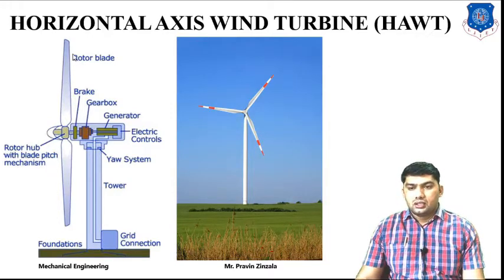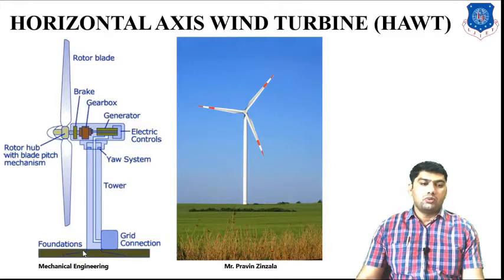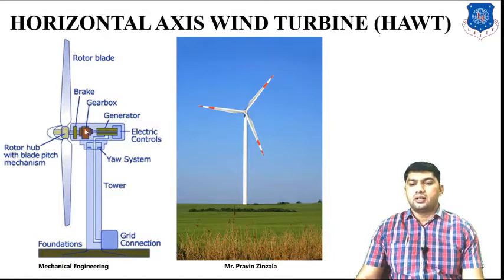This is the turbine rotor blade. This is the rotor or hub. Then after that come the brake, gearbox, generator, electrical control, yaw control system, tower, grid connection and foundation. So these are the basic components of a horizontal axis wind turbine.